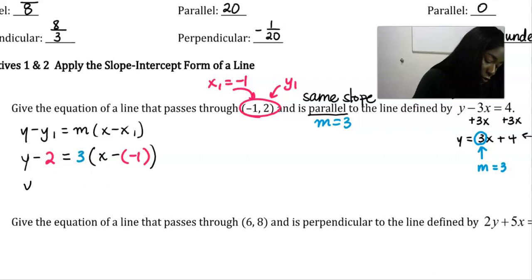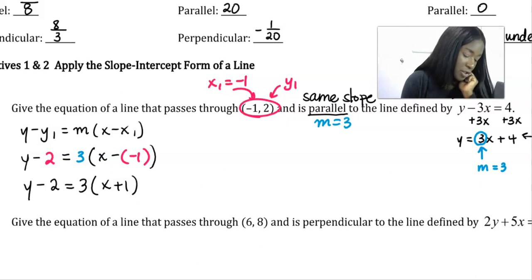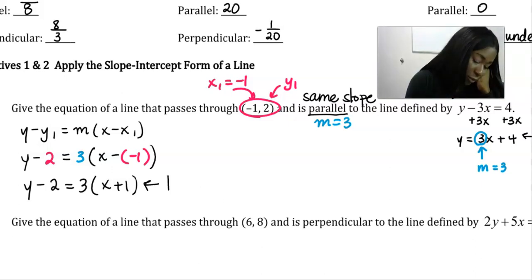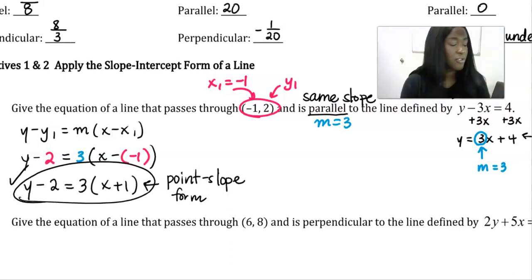So one of the last things I'll do is rewrite this, turning the minus negative into a plus sign. So here is our answer in point slope form. If we had been asked to write this line in, so that's an answer. Perfectly good answer, 100% credit, because it doesn't say to use a specific form.